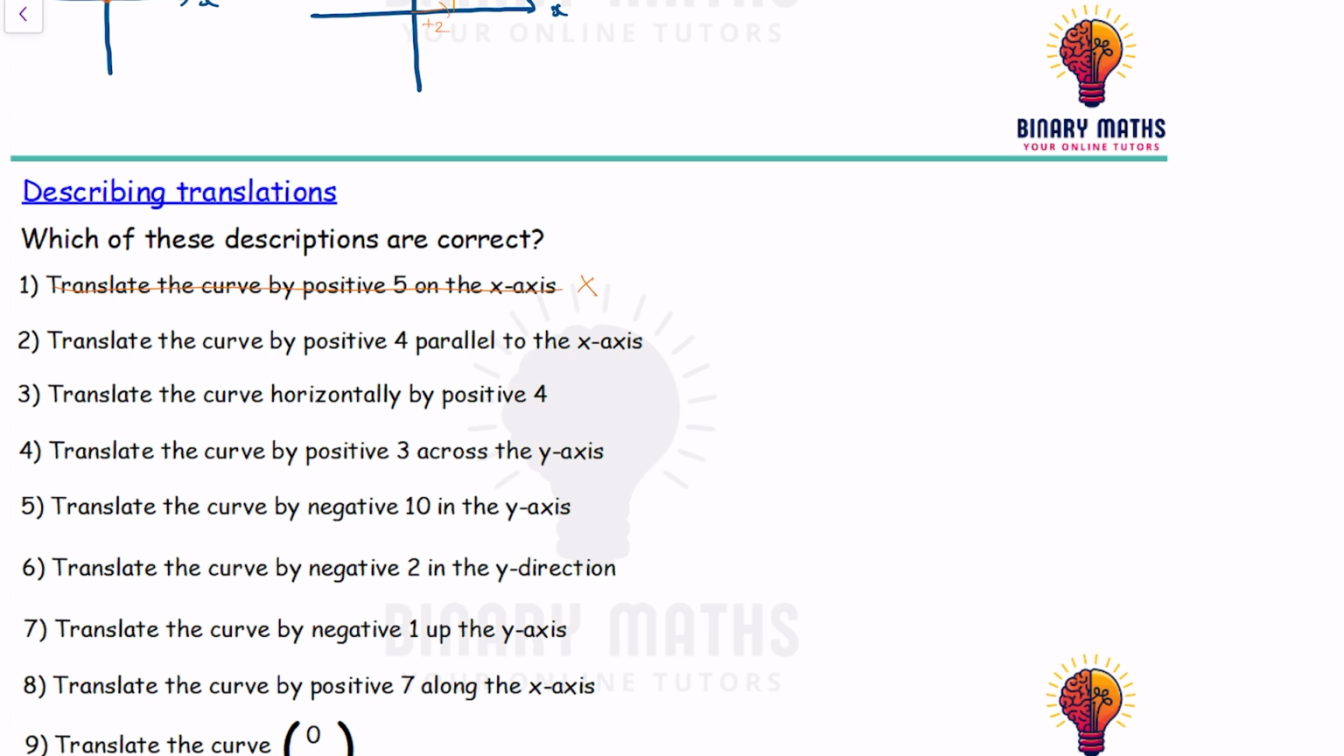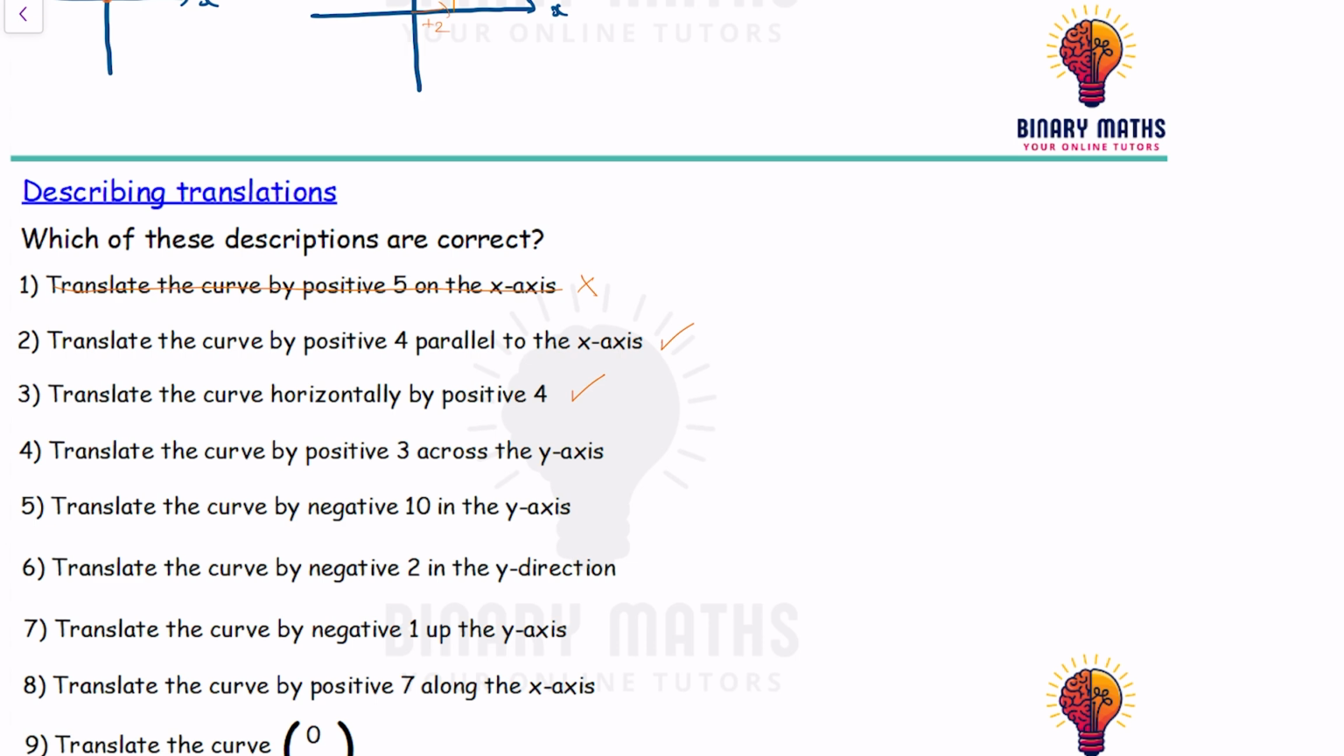Translate the curve by positive 4 parallel. As soon as you say parallel to the x-axis, then it's correct. So that is a correct way of saying it. Third option is translate the curve horizontally by positive 4. That would be a correct description, because you're saying horizontally, yeah? So which is parallel to the x-axis.